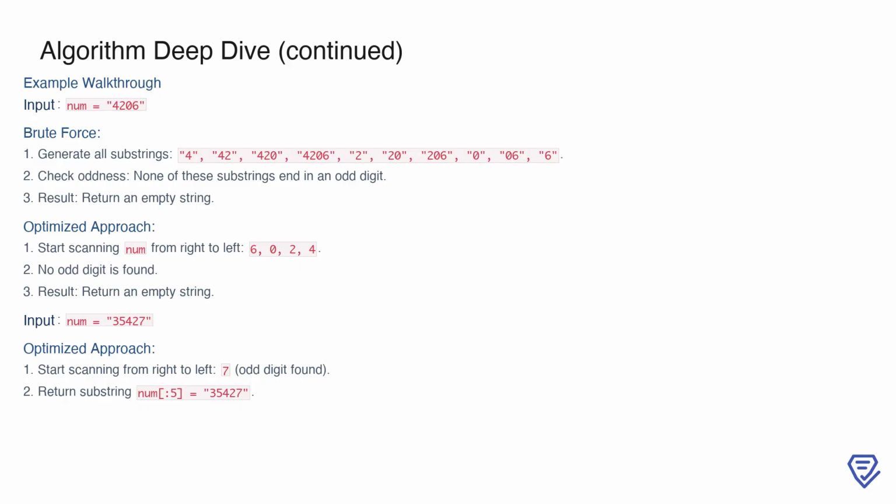Now, for the input number equals 35427, the optimized approach scans from right to left, encountering the digit 7, which is odd. The substring, number equals 35427, is the largest odd-numbered substring, so we return it. This demonstrates how the optimized approach quickly identifies the result without generating unnecessary substrings.